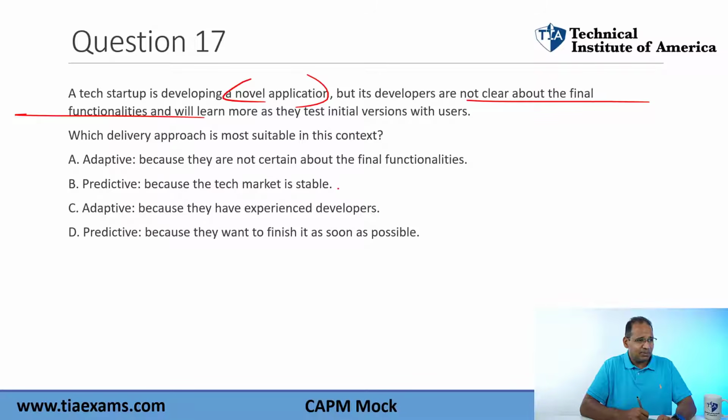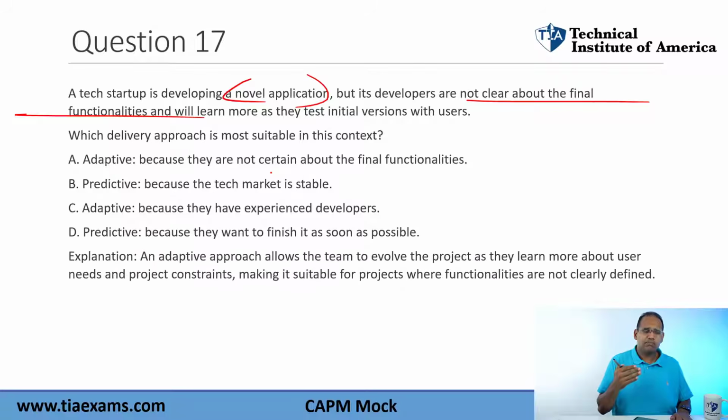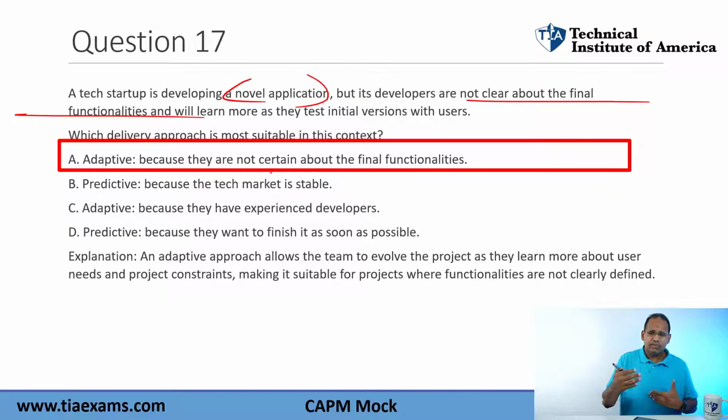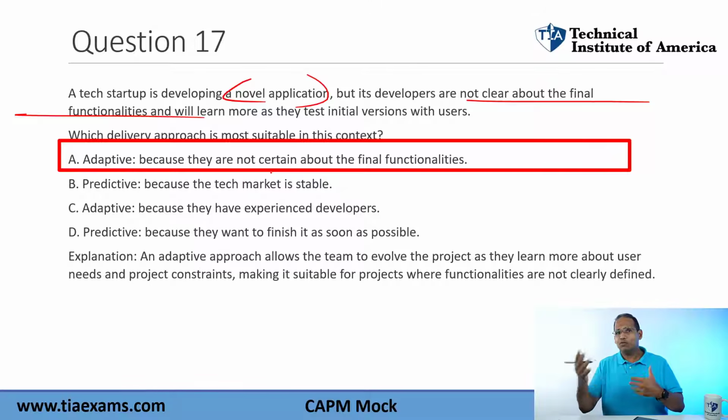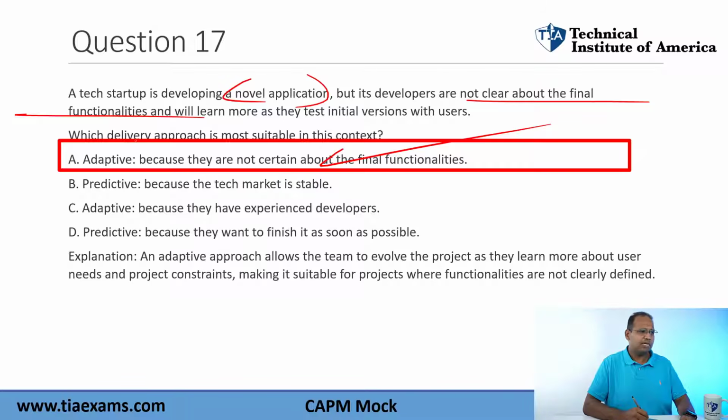Okay, predictive, because the tech market is stable. Adaptive, because they have experienced developers. Predictive, because they want to finish as soon as possible. The answer here, if you remember from what I told you earlier, remember, if you're using an adaptive approach or an agile approach, it means that the scope is not known. They're not too sure what they want on that particular project. So this is the best answer.